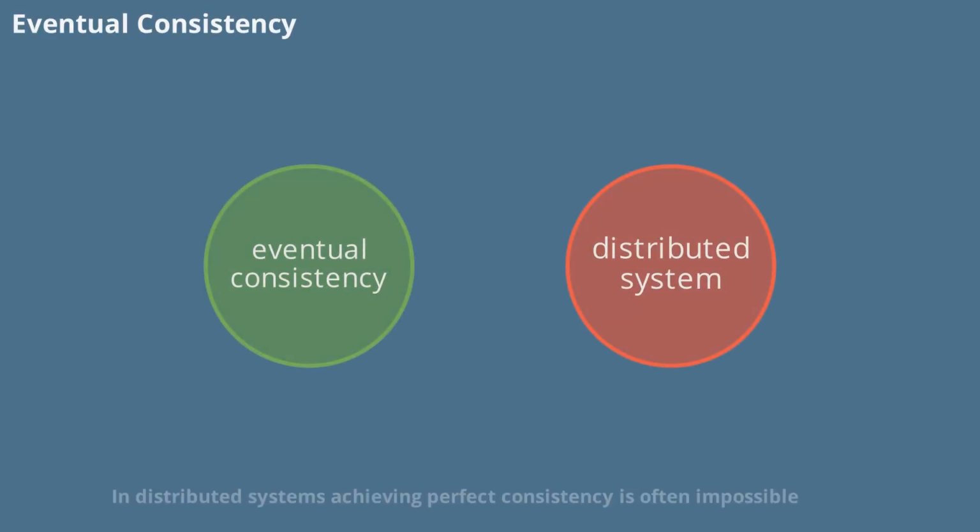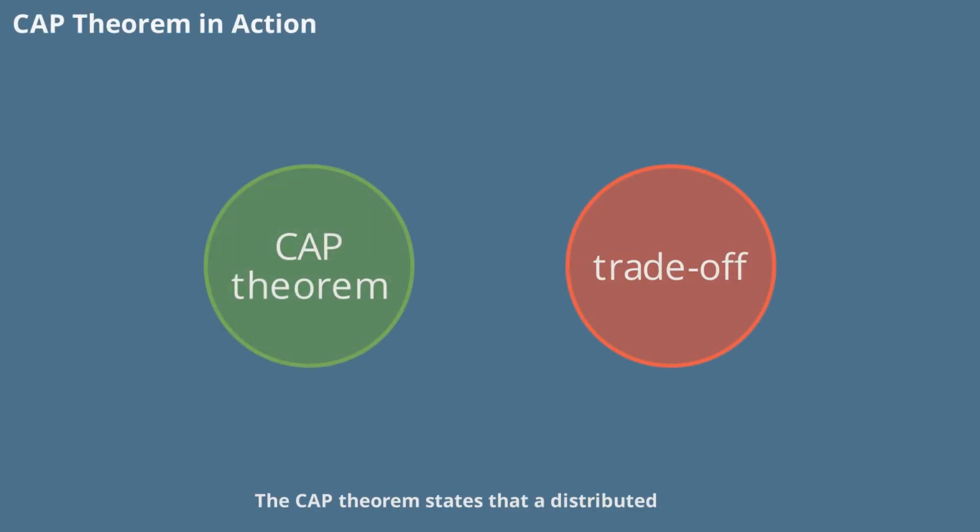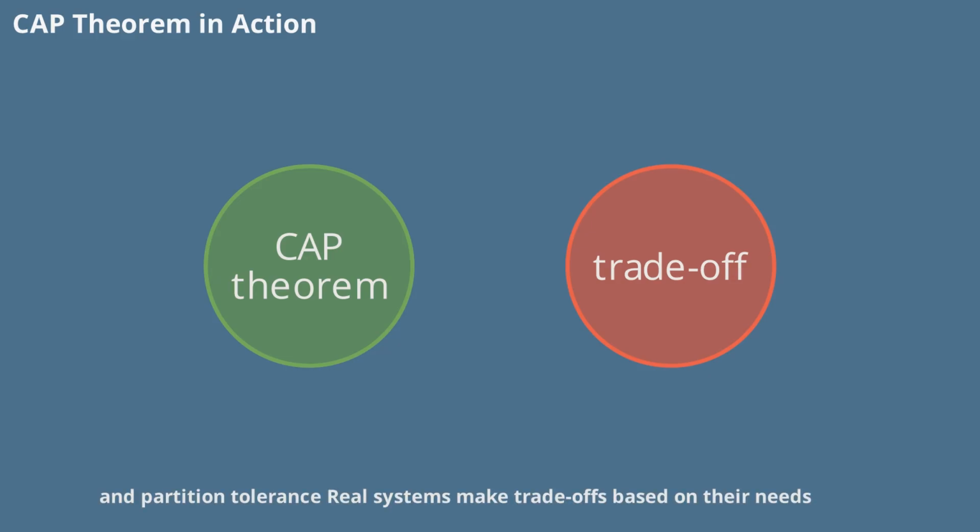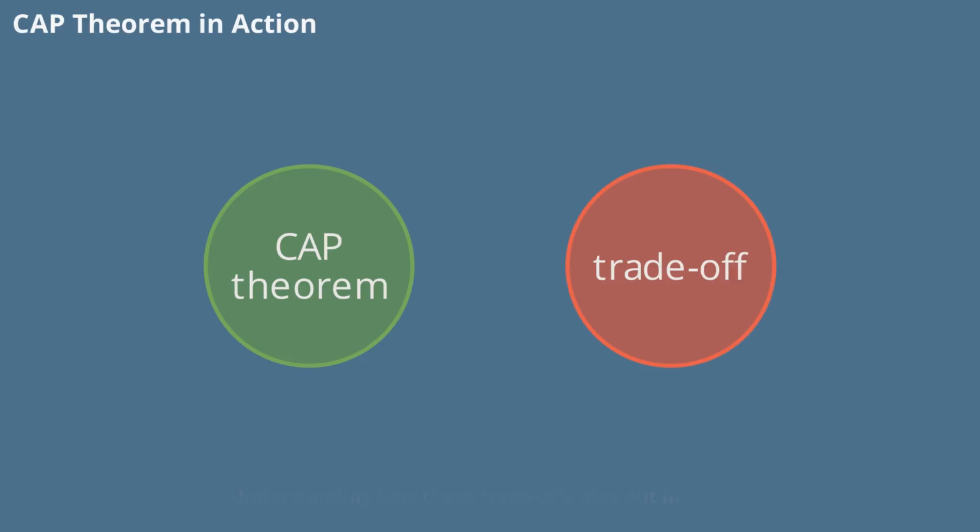In distributed systems, achieving perfect consistency is often impossible. Instead, many systems settle for eventual consistency, where all nodes will agree on the data given enough time. This trade-off allows for higher availability and better performance, especially at scale. The CAP theorem states that a distributed system can only guarantee 2 out of 3: consistency, availability, and partition tolerance. Real systems make trade-offs based on their needs. Understanding how these trade-offs play out in practice is crucial for designing resilient systems.